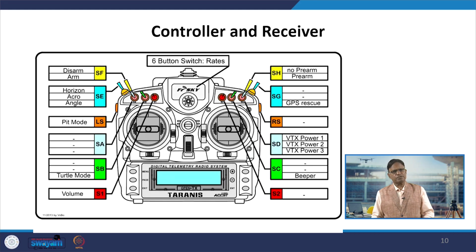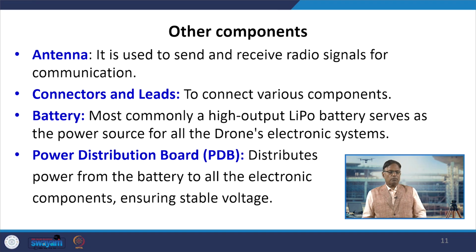You can see in this diagram the various electronic and communication components are shown. Then there are other components like the antenna. The antenna is used to send and receive the radio signal for communication purposes. So, this is very important. Then there are connecting leads, connectors and leads. You have to connect the various components.